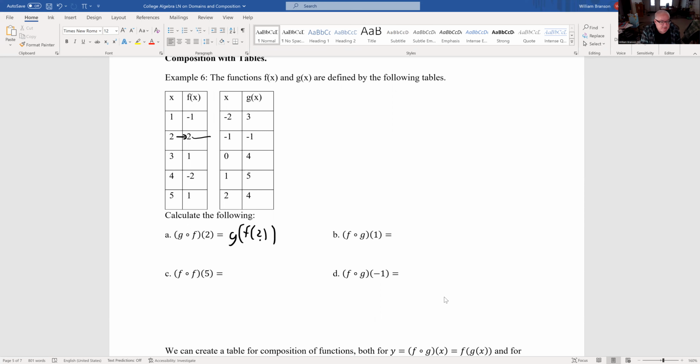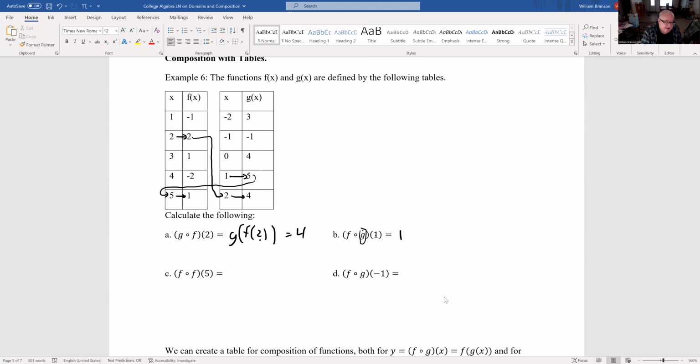And then we take that 2 and we look where it is in the x column for g, and then we want to know what the output is. That's 4. What's f composed with g of 1? Well, this means we want to start with x equals 1 and do g first. So that's that. And that takes me to 5. And then I want to do f. So then we'll go back to the x column for f and see what the output is, and it's 1.